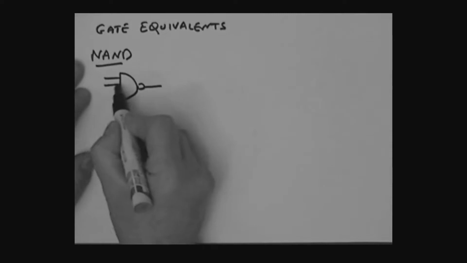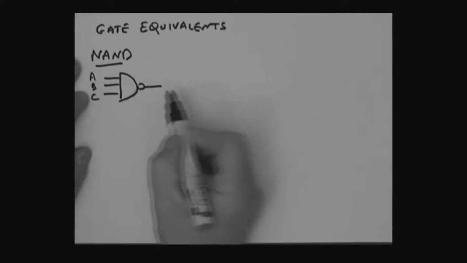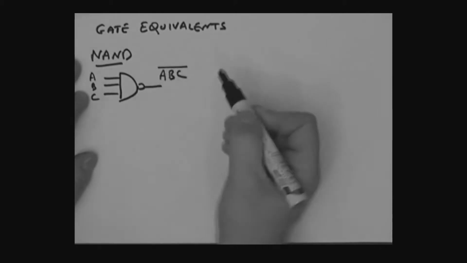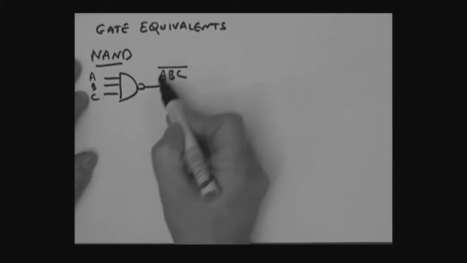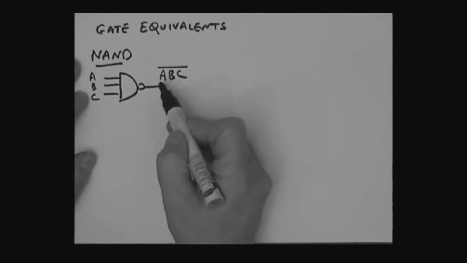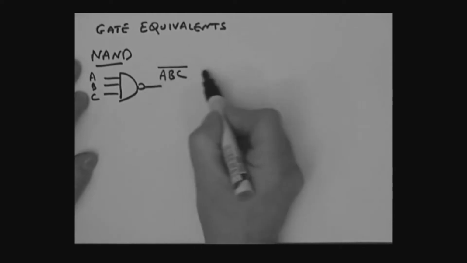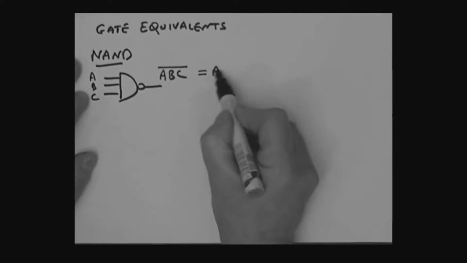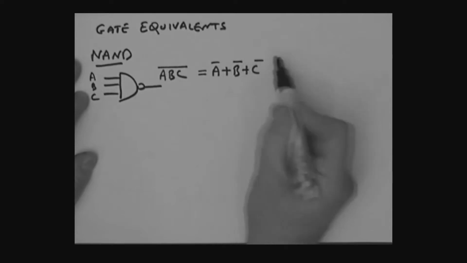Okay, 1, 2, 3 inputs. All right. Let's say these are A, B, and C inputs. We know the output is what? A, B, C, bar over the whole thing. Now, if I use De Morgan's theorem on this, you remember De Morgan's theorem? And if you don't, please pause the tape at this point and have a look at De Morgan's theorem. De Morgan's theorem would allow us, what? To basically represent this as A bar, or B bar, or C bar.